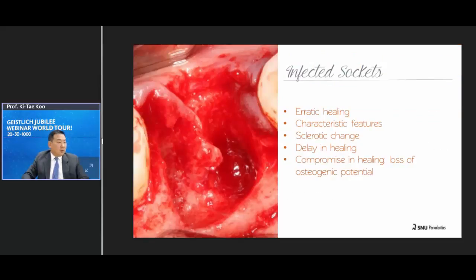Now, it's a 40-minute presentation, so I'd like to finish by stating that infected sockets are different from fresh extraction sockets. We were able to observe erratic healing, and also the characteristic features we saw. Also, in the healing phase, surrounding the chronic lesions, we were able to see sclerotic change, delay in healing in infected sockets, and also compromised healing and loss of osteogenic potential.